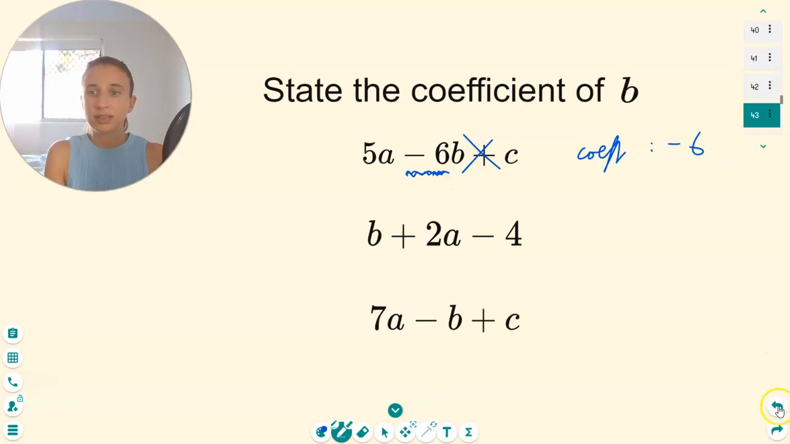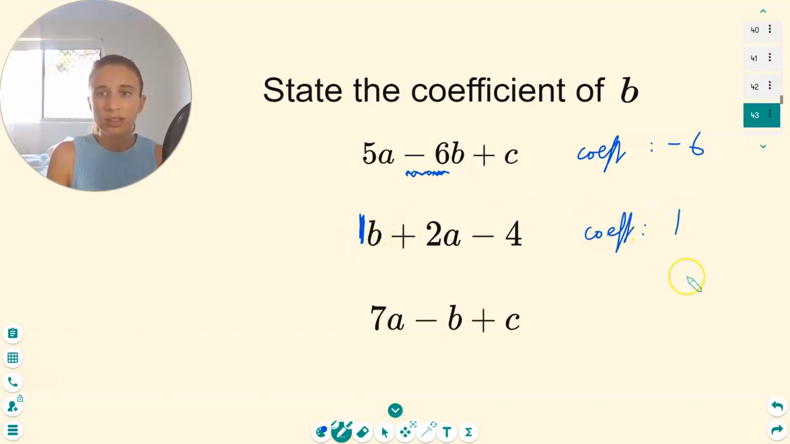Forget about that sign. Here, what's the coefficient of B? All right, see how B's sitting alone? You might think, oh, there's no coefficient. There is an invisible 1. Remember invisible ones. So the coefficient of B here, invisible 1, so 1. Coefficient of B in this one, let's look at it. Okay, invisible 1, but we've also got that negative. Don't forget your sign, the sign out the front. Coefficient of B is -1.